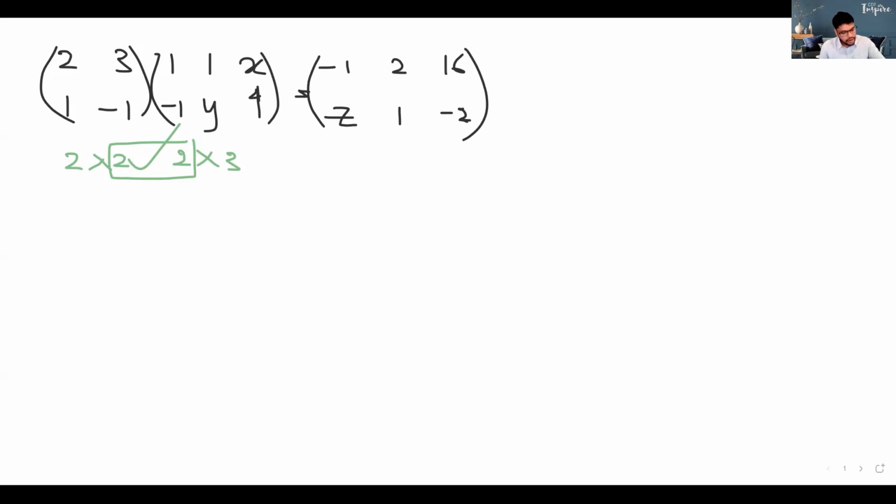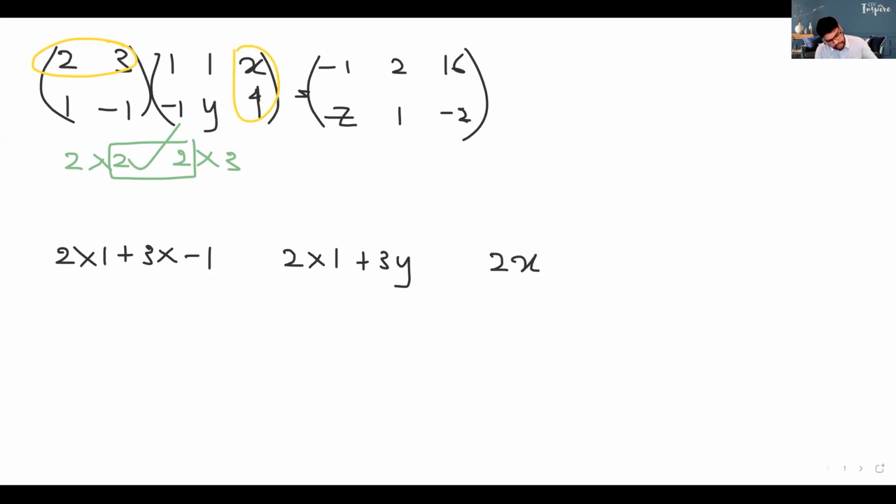So children, we'll start with the first row and the first column. All right, so 2 times 1 plus 3 times negative 1, right? So then we can move to the next column, so that is going to be 2 times 1 plus 3 times y, that is just 3y. I'll keep it as 3y. All right, and then 2 times x, which is 2x, plus 3 times 4, children.